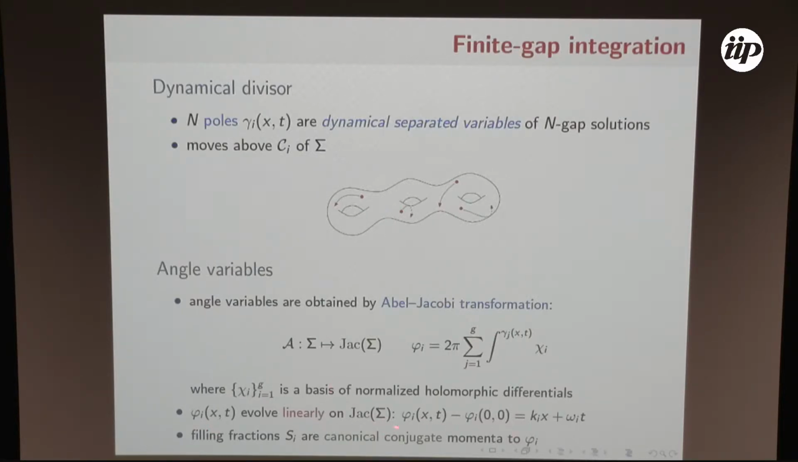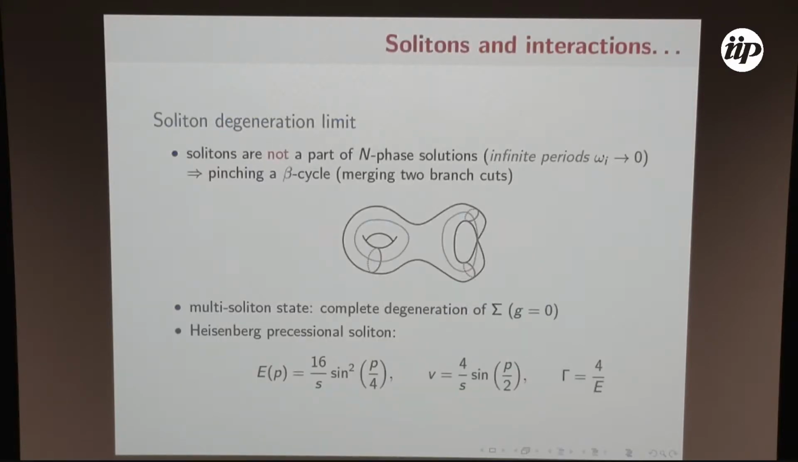If I express the equation of motion for these angle variables, it's very simple. It's just kx plus omega t, where these parameters I obtained previously from the spectral curve. So what we did now is basically we found the integrability of this model and constructed the angle-action variables in the sense of Liouville-Arnold. The conjugate momenta for this phi are nothing but the filling fractions, which I also mentioned previously. Very good. So this is finite gap integration, but initially I promised you solitons.